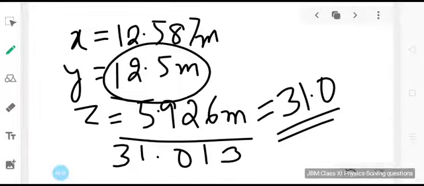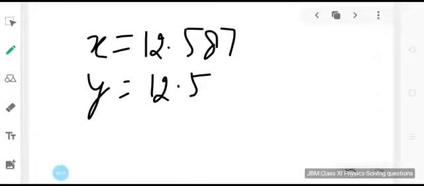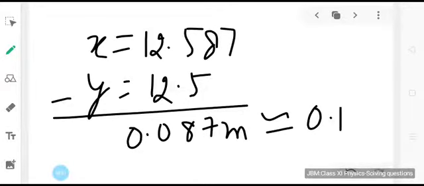So now let us proceed to subtraction. Suppose x is equal to 12.587 and y is equal to 12.5. You subtract, and you will get 0.087 meter, which will be rounded off to 0.1 meter, following the same rule.